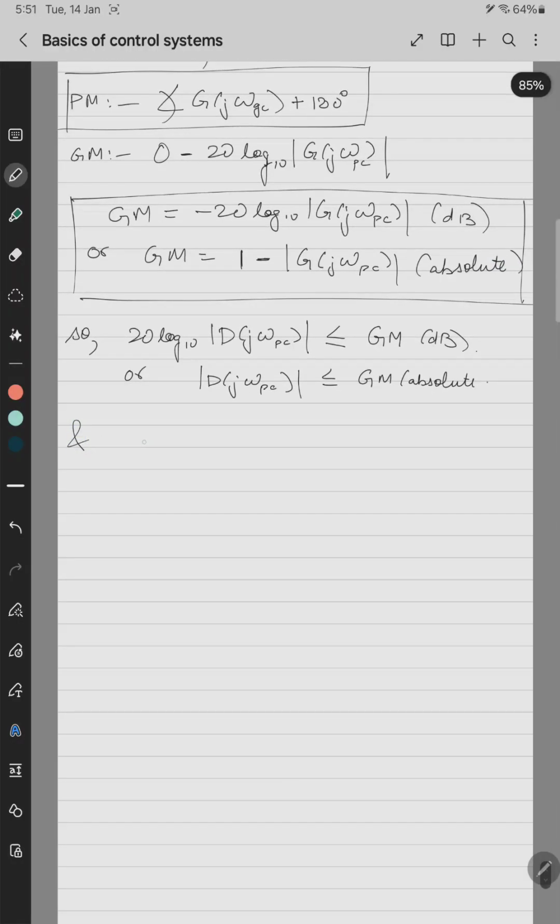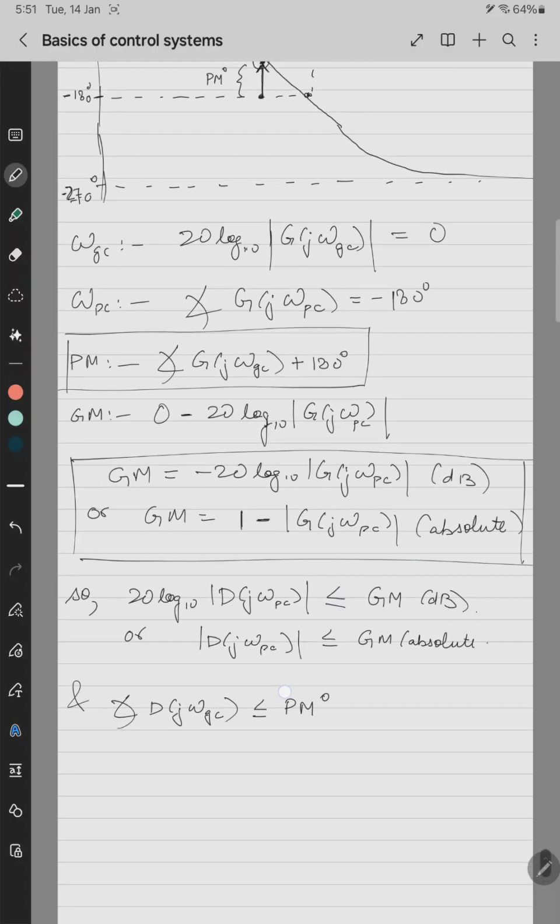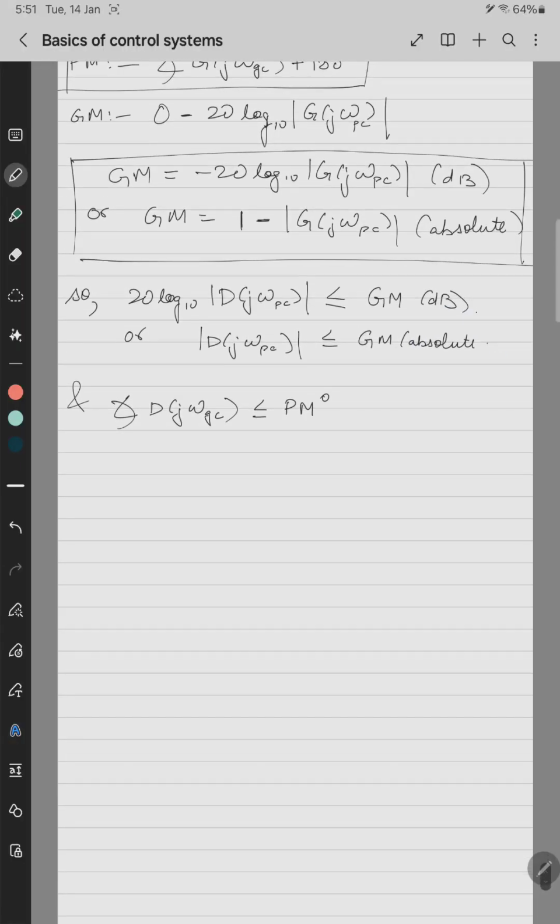Similarly, angle of D of j omega at the gain crossover frequency, meaning phase margin at gain crossover frequency. So angle of D of j omega gc should be less than or equal to phase margin in degrees. This is the requirement of a controller, because margin means the value till which you can add gain and phase at some known frequencies. So omega gc and omega pc are known frequencies.